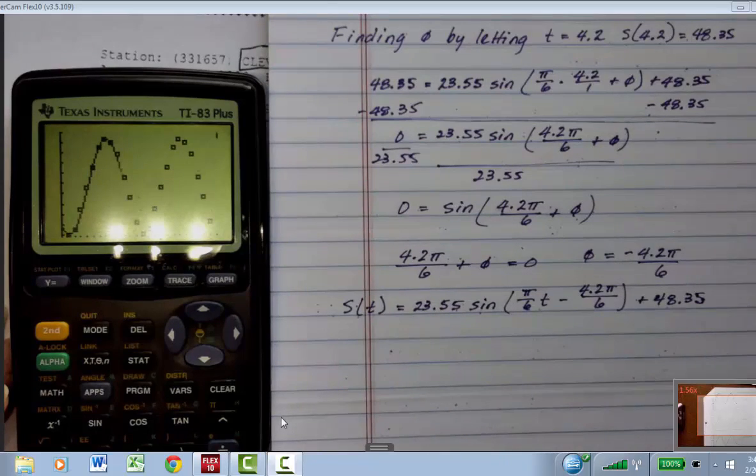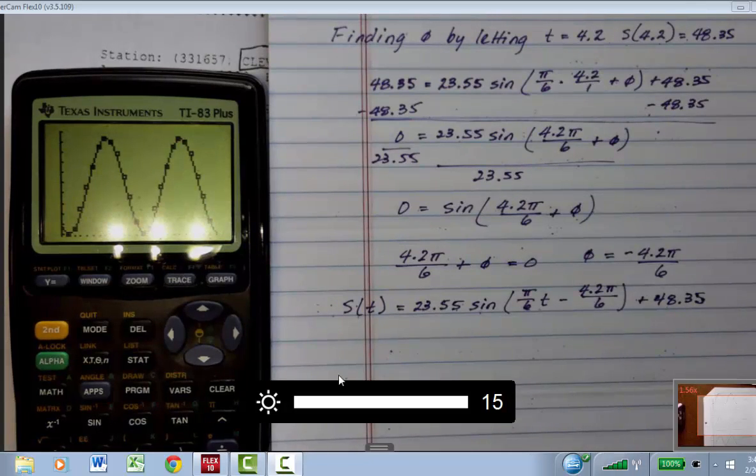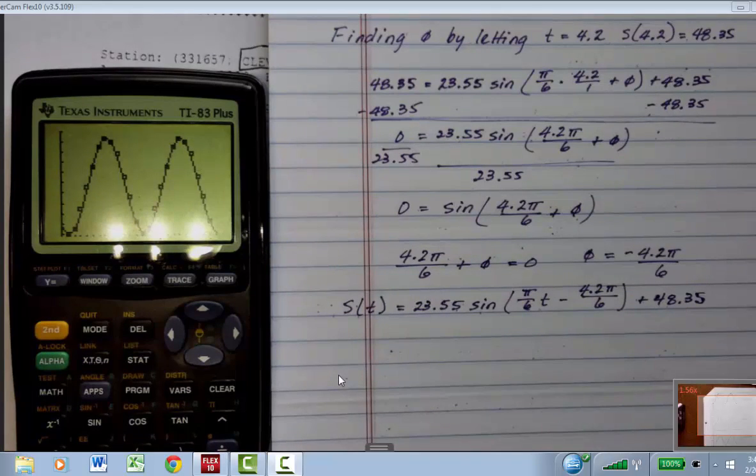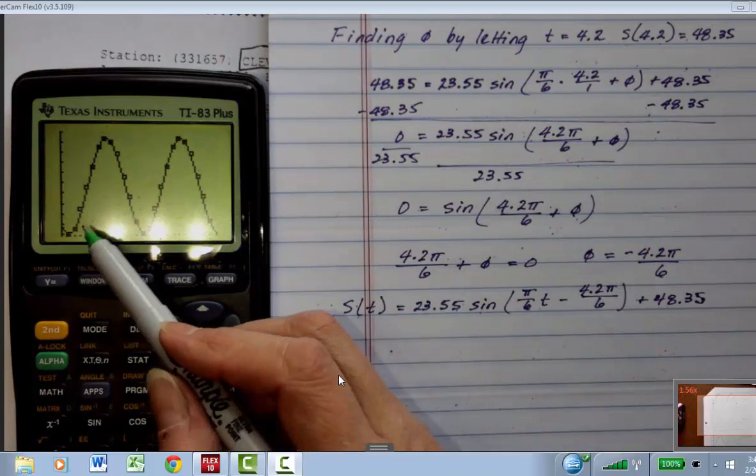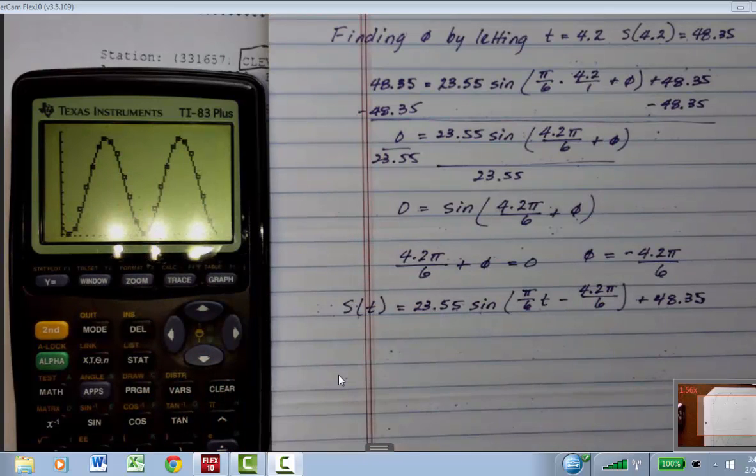And that does look a little bit better. It seems to be going through my points a little bit nicer. So this particular equation is probably better, and as you can see, you can continue to tweak it by changing your phi value. So maybe you want to try 4.3 pi over 6 and see if you can get this curve to be even closer than it actually is. But that's a pretty darn good looking curve.